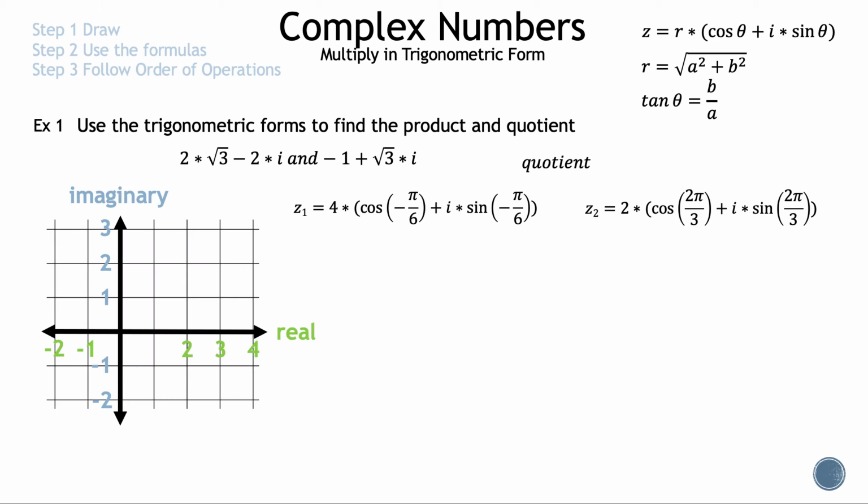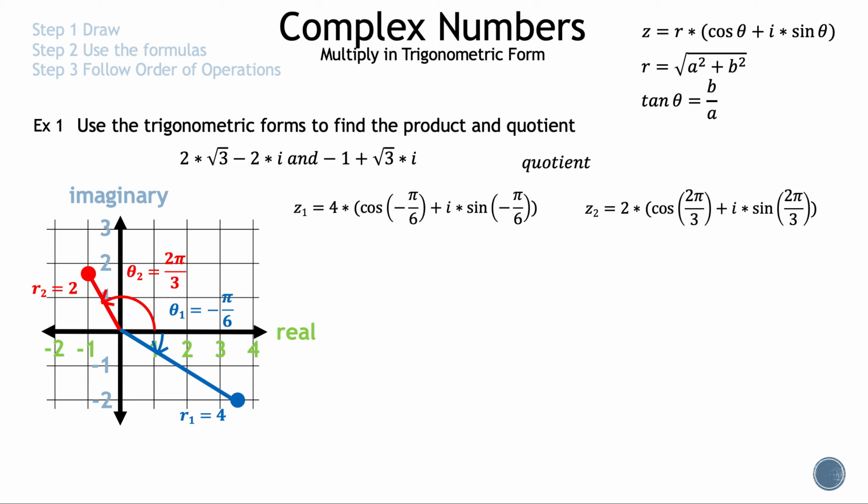Now let's find the quotient of z sub 1 and z sub 2. Let's look at the graph. Let's add z sub 1 and z sub 2 on the graph. So we have r sub 1 and theta sub 1, r sub 2 and theta sub 2. Now how do we divide complex numbers like these? We divide the moduli and subtract the arguments.